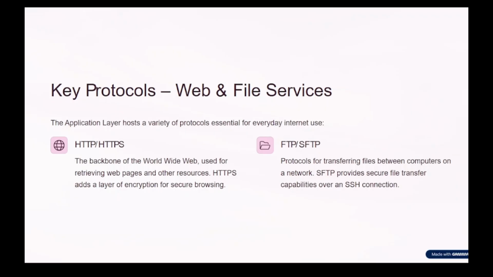FTP is a protocol for transferring files between computers on a network. HTTPS provides secure transaction capability. HTTP is used for browsing the web, FTP for transferring files, SMTP and IMAP for sending and receiving emails. DNS converts domain names into IP addresses. DHCP automatically assigns IP addresses. These protocols are essential to daily internet activity and operate within the application layer.